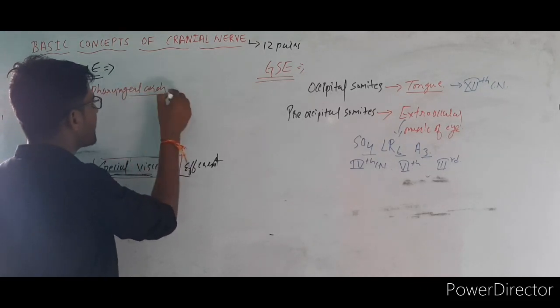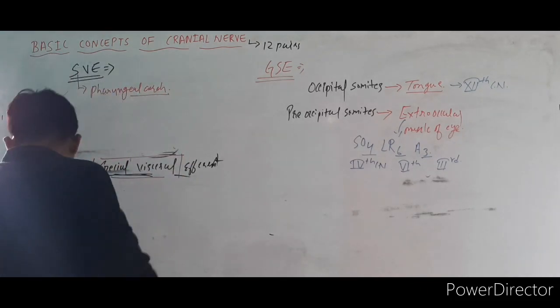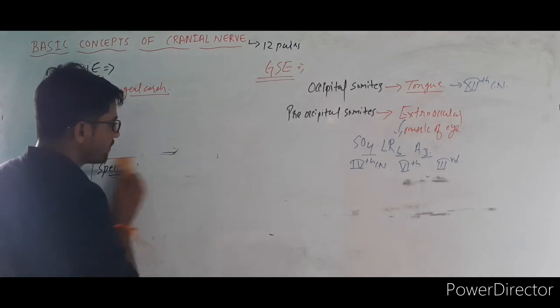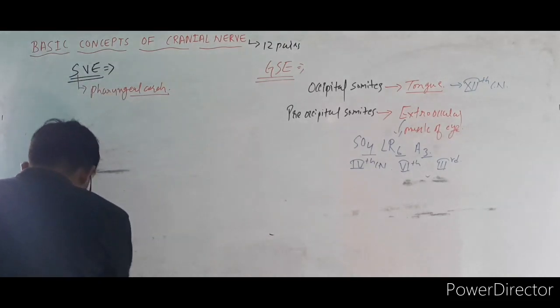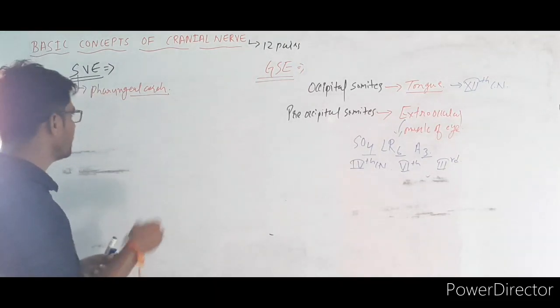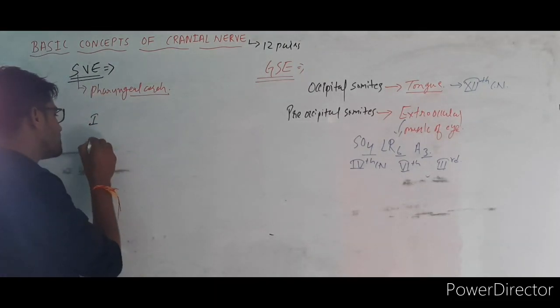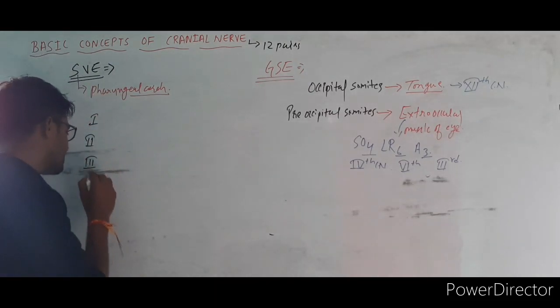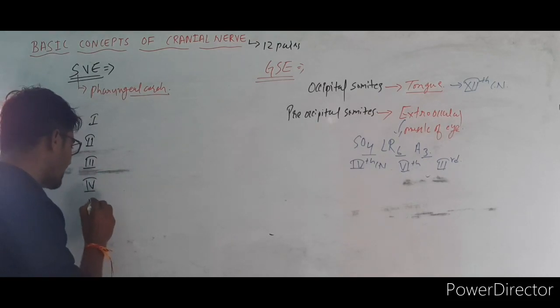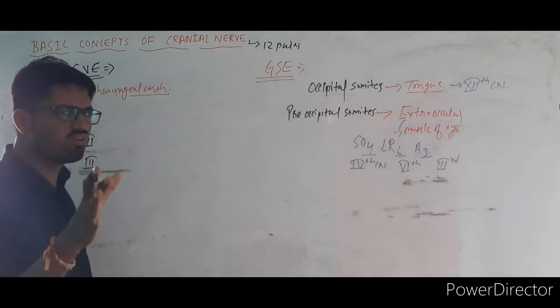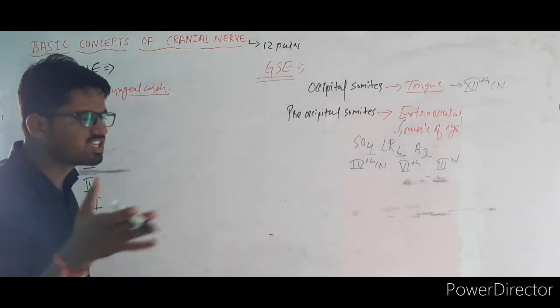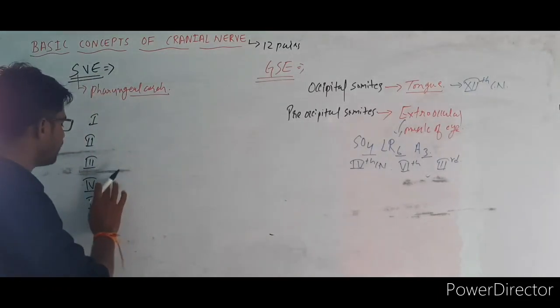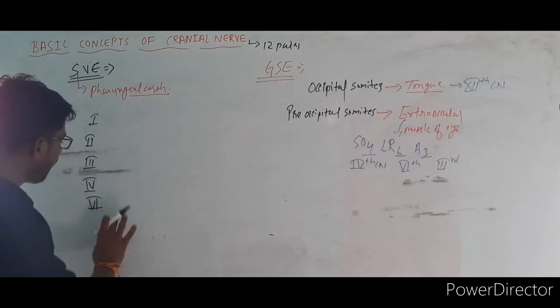Pharyngeal arch. Am I right or not? Yes. So, do you know the pharyngeal arches? There are five pharyngeal arches. First, second, third, fourth, and sixth. There is no fifth pharyngeal arch. Am I right? First, second, third, fourth, and the sixth. So there are a total of five.